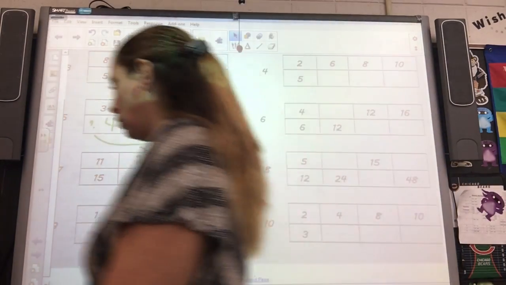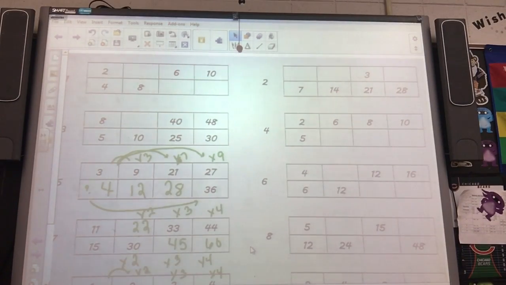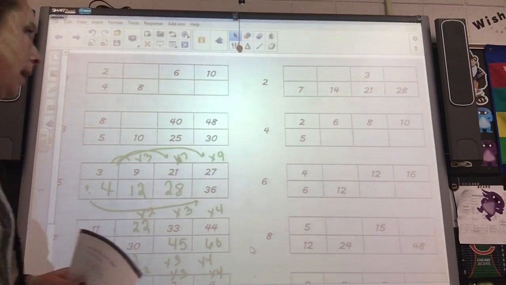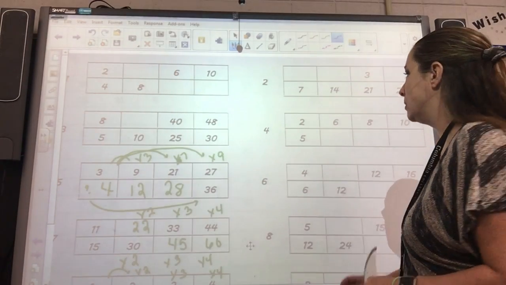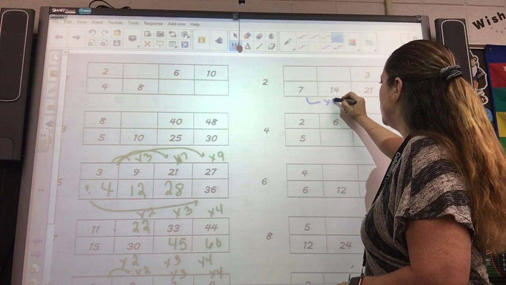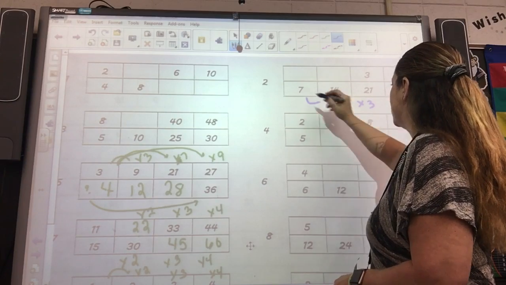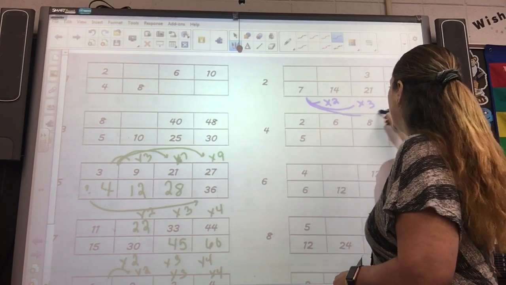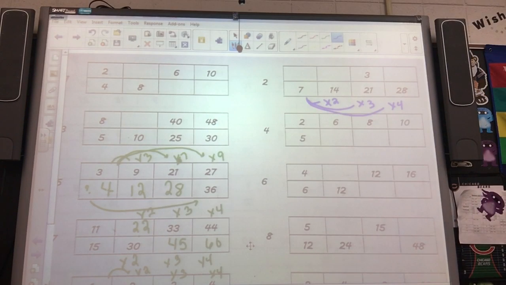Okay. Let's go back to the top. Let's try these. We've got 7, 14, 21, 28. Sounds like they're counting by 7s. So remember, we got to multiply times 2 to get 14, right? Times 3, 7 times 3 to get 21, and times 4 to get 28. The problem is, they didn't give us anything on the top except a 3 in the middle.